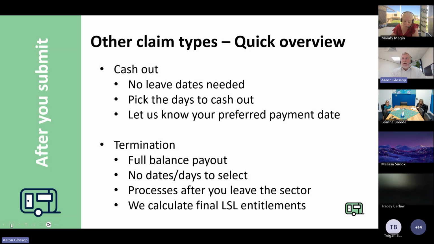Just to move on real briefly around those other 2 types of claims that we had listed in that drop-down box. The first is a cash out claim, and that's when someone decides that they want some cash instead of taking a holiday, which we wouldn't recommend. Everyone needs a holiday, but if they want to take a cash out in lieu of taking that holiday, you can choose that option. It's a similar form, but there's no leave dates. We just need to know what days the worker wants to cash out and their preferred payment date, and we'll absolutely try and make sure that that happens.